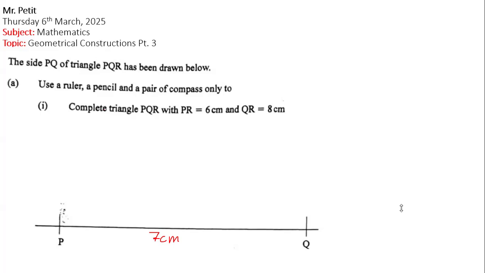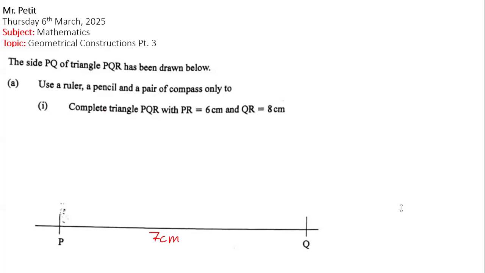6 centimeters. And what is the size of QR? 8 centimeters, very good. So we have to construct a triangle that follows those dimensions. That's what we have to do, construct a triangle that follows those dimensions.